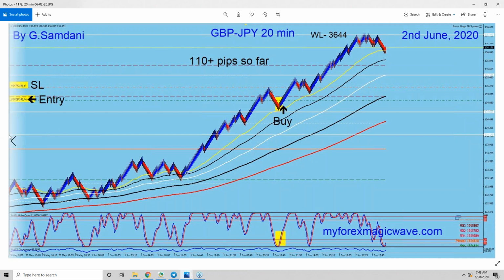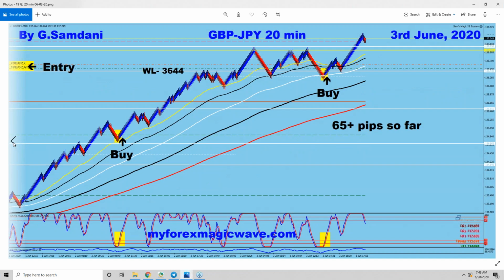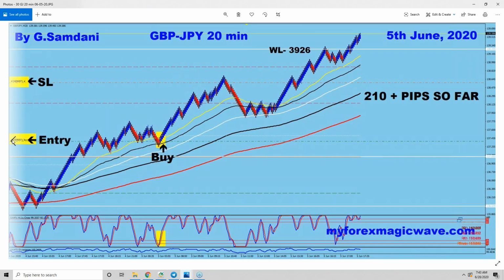Again, 110 pips more. Then from there, it goes up, and from 36.44, gave me another entry to the upside for 65 more pips, right? And watch what happened after that. Again, from this all the way to 39.26 for a 210 pip trade again. So imagine one good setup of these patterns or Elliott wave can generate that.